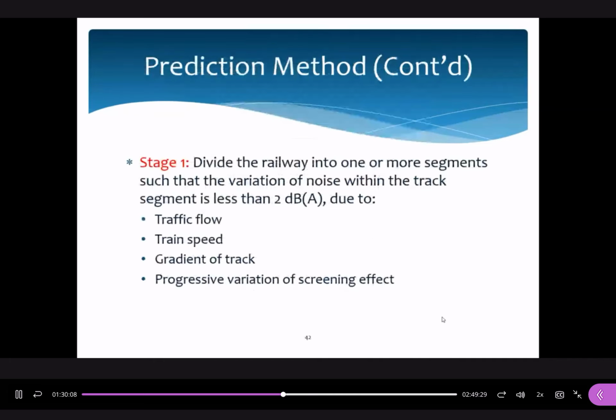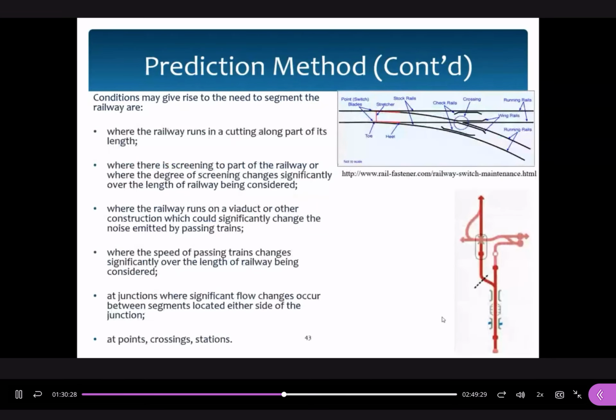result. Okay, stage 1. Whether we need to divide the variable into one or more segments depends on several scenarios or suggestions, such as the traffic flow, train speed, gradients of track, progressive variations of swinging effects. Please go to this one. In this document, they propose a number of points. If we encounter one of them, we need to derive into different sections.